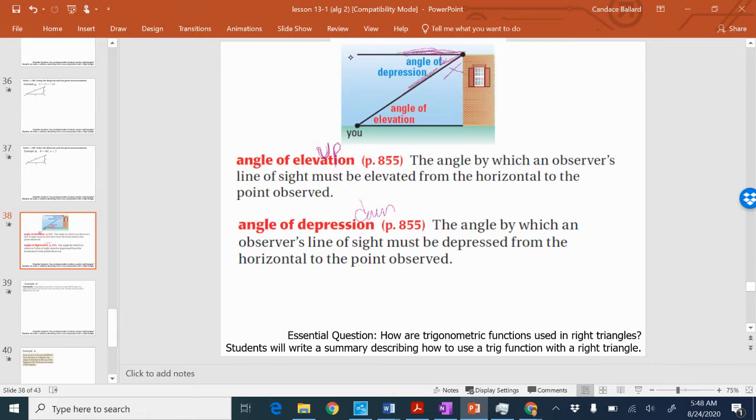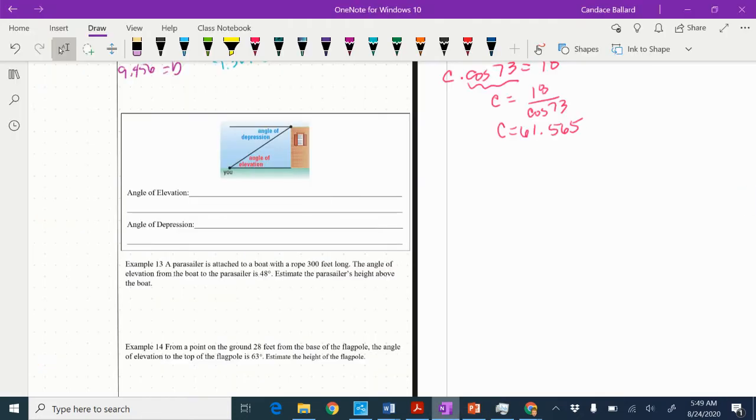And if you remember from geometry, you actually have some alternate interior angles here, which we know are congruent, which means the angle of depression is actually congruent or equal to the angle of elevation. If you didn't get your definitions written down, go ahead and pause and write them down. And we're going to go through some problems.